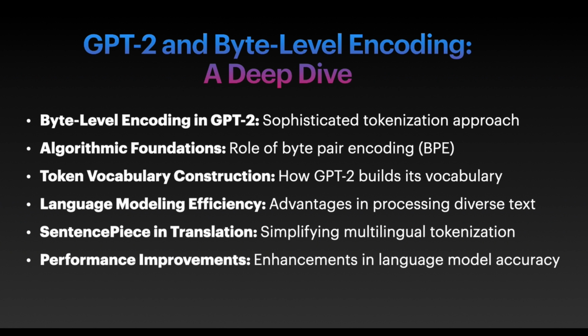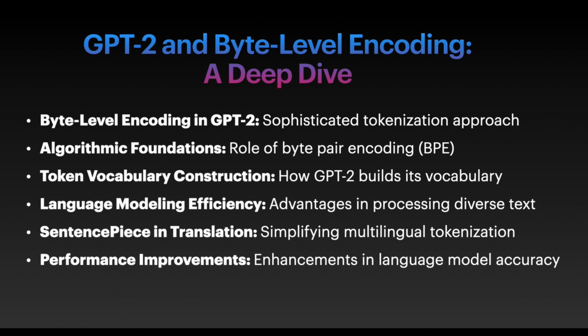GPT-2, a state-of-the-art language model, employs a tokenization approach that goes beyond simple character-level encoding. By using byte-level encoding, GPT-2 can effectively manage a vast array of characters and symbols, making it incredibly versatile across different languages and text formats.